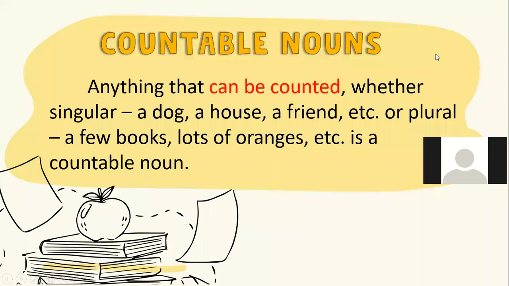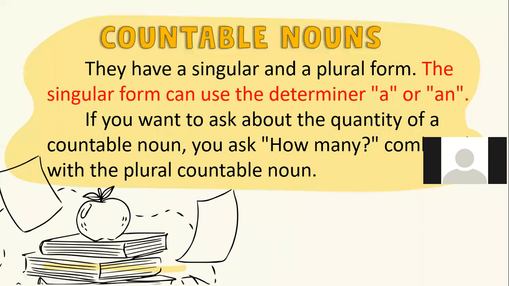So again, countable nouns are anything that can be counted. They have a singular and plural form. The singular form can use the determiners a or an. And if you want to ask about the quantity of a countable noun, you ask how many. Okay, so those are the basic determiners that you have to remember. A and an.